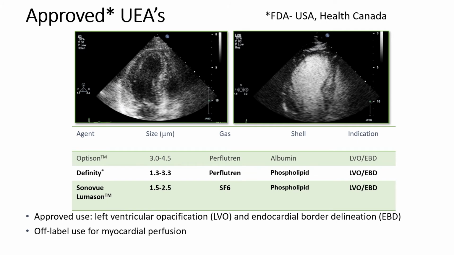There are currently 3 approved ultrasound enhancing agents by Health Canada, as well as the FDA, but here in Canada, only 2 are marketed commercially at the present time, including Definity and Soniview, which is also known as Lumason in the US and in Europe. The approved indications are for left ventricular opacification and endocardial border delineation. However, they are very useful for the assessment of myocardial perfusion as well, and we will discuss that, but it is recognized to be off-label.